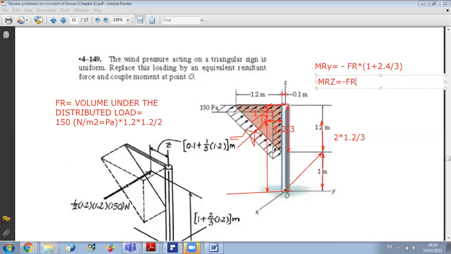minus Fr times, now the distance is 1.2 over 3 plus 0.1, okay. And in this way, I have found the component of my moment. Of course, along x, no component, since the force is parallel to x. So now, since I know the component of the moment, I can find its resultant, okay? And I can find its direction also if I want.